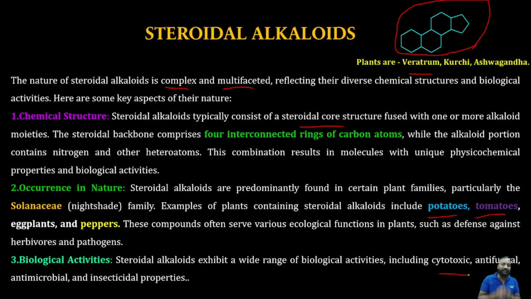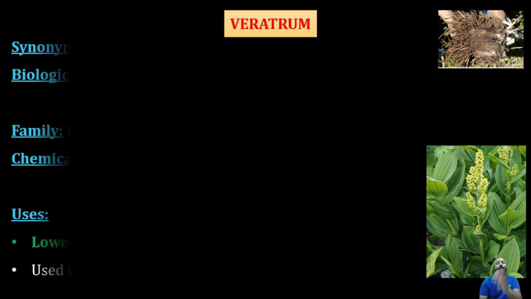The drugs that we are going to see in these steroidal alkaloids are veratrum, kurchi bark, and ashwagandha root. We will see each drug in detail so that you can understand. First and foremost, we are starting with veratrum. This is a plant, veratrum, and we get the active drug from a specific part, that is the root.